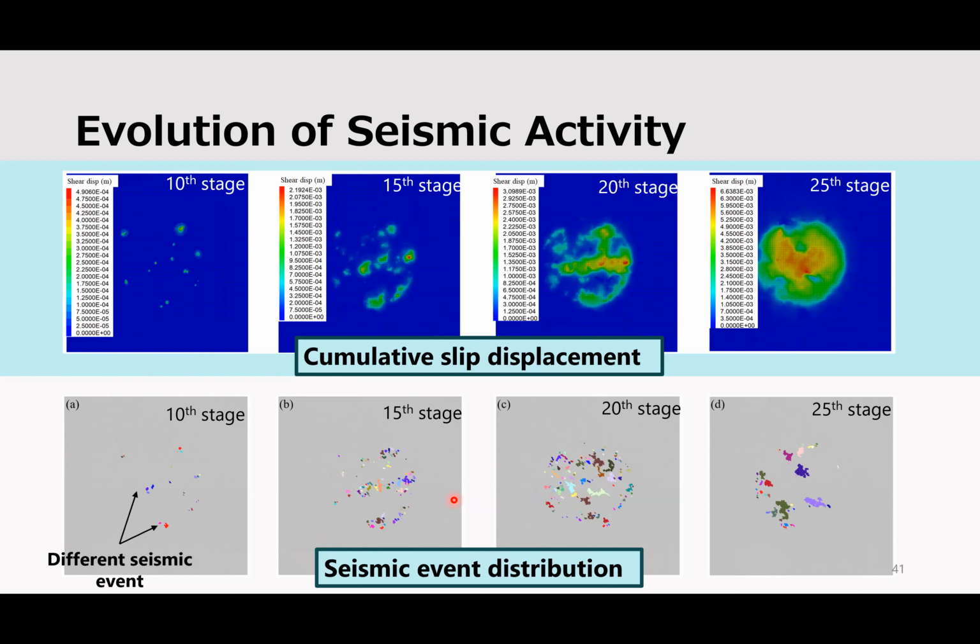As can be seen, in the earlier stages, the area of each seismic event is very small, and each seismic event is spatially distributed. With the increase in stage, the size of the events increases, but the total number of events decreases. For instance, in the 25th stage, the number of events is clearly less compared to the 15th stage, but the size has increased, like this.